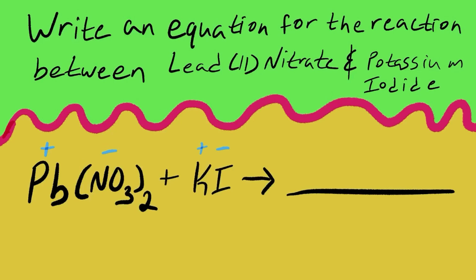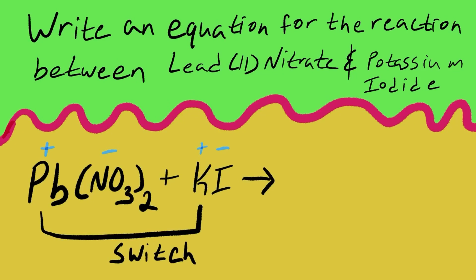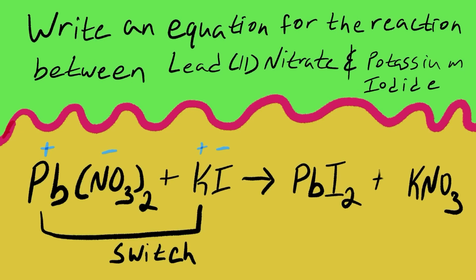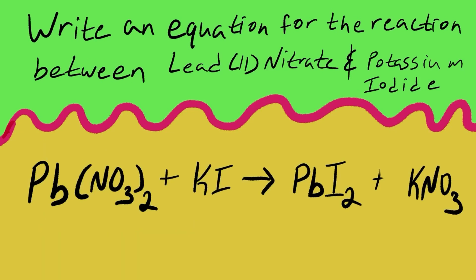Next, we choose which portion we are going to switch out. I'm going to switch out my positive portions. So, once we switch them out, we now have potassium nitrate and lead-2 iodide. My final step is to balance our equation, and we get lead-2 nitrate plus 2 potassium iodides yields lead iodide plus 2 potassium nitrates.